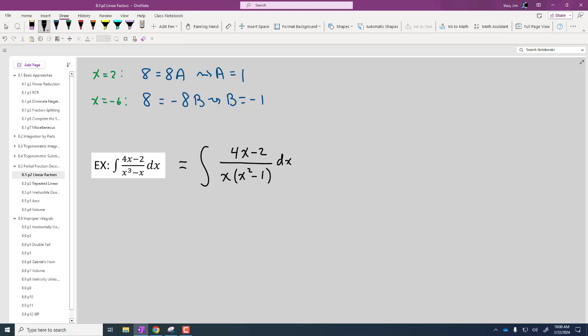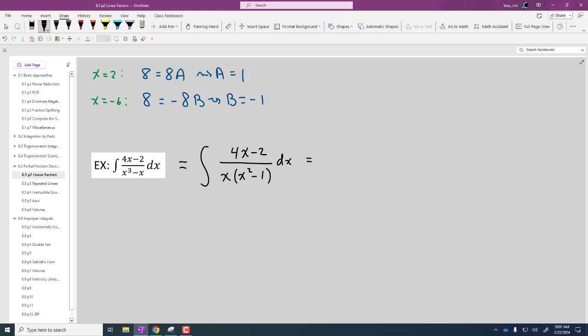Well, it's not factored all the way yet. And there is a very important theorem called the fundamental theorem of algebra. The fundamental theorem of algebra says that a polynomial with integer coefficients can always be factored down to linear and irreducible quadratic factors. An irreducible quadratic factor is something like x squared plus 1. You'd need imaginary numbers to factor it.